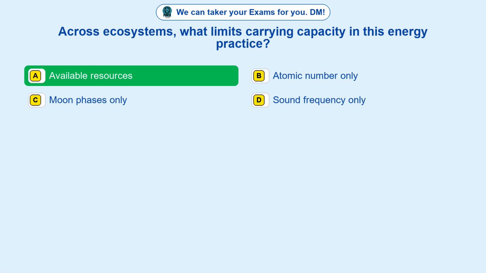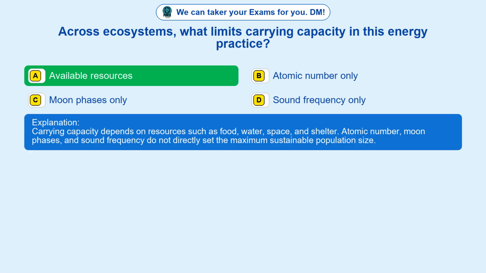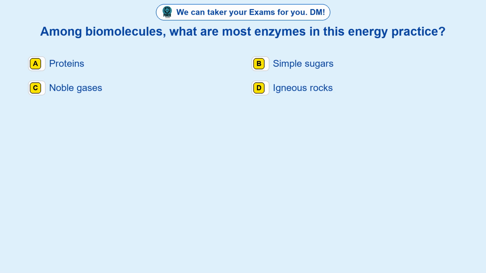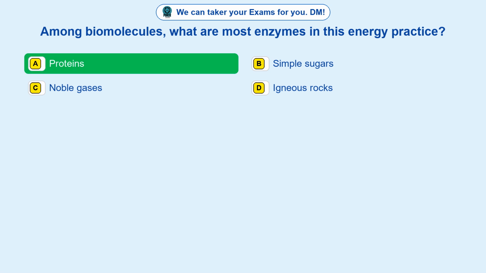Available resources. Carrying capacity depends on resources such as food, water, space, and shelter. Atomic number, moon phases, and sound frequency do not directly set the maximum sustainable population size. Question 30. Among biomolecules, what are most enzymes in this energy practice? Option A, proteins. Option B, simple sugars. Option C, noble gases. Option D, igneous rocks. The correct answer is option A.